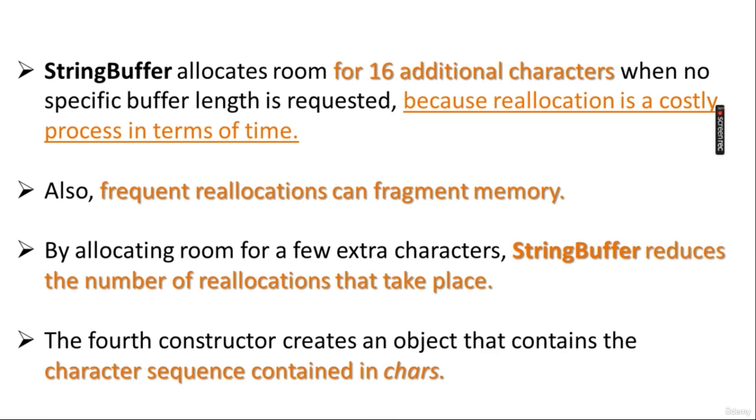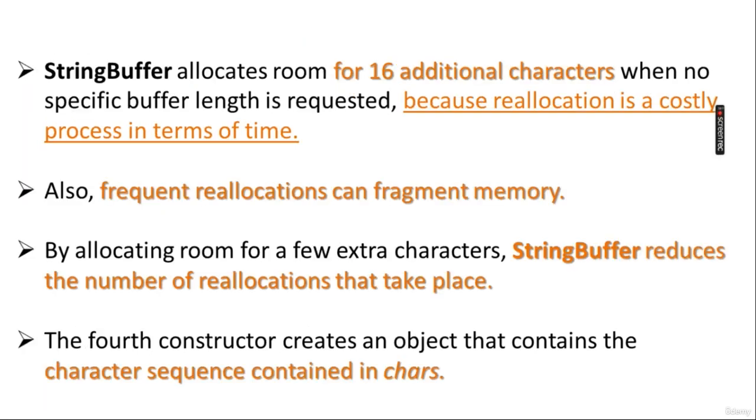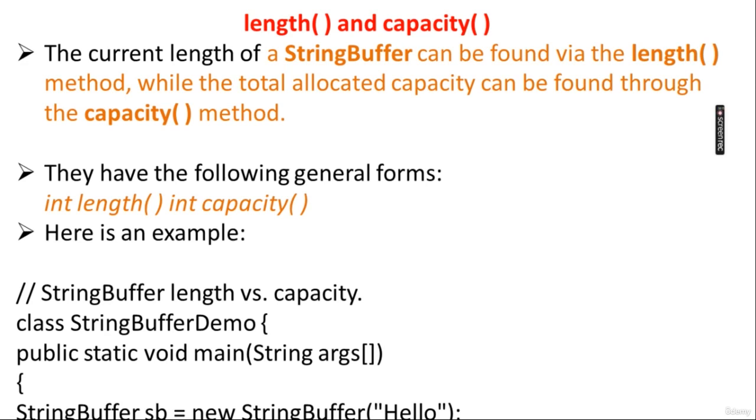The fourth constructor, that is string buffer character sequence characters, creates an object that contains the character sequence contained in the argument. Okay, length and capacity methods. The current length of a string buffer can be found via the length method, while the total allocated capacity can be found through the capacity method. Integer length, integer capacity.